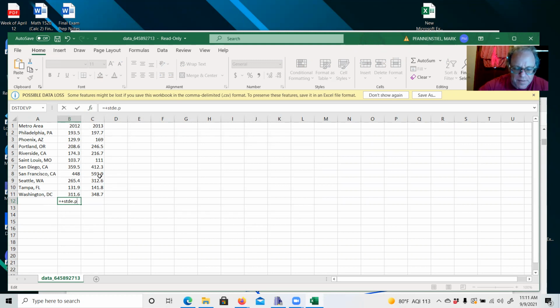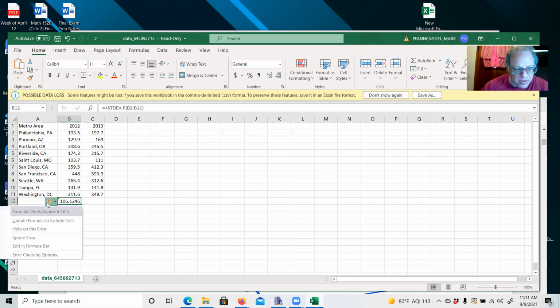Dot P. And then that's DEV dot P. Then we're going to go ahead and have parentheses. Scroll all of that. Don't get to 2012. That's not part of the data set. That's just the year it happened.